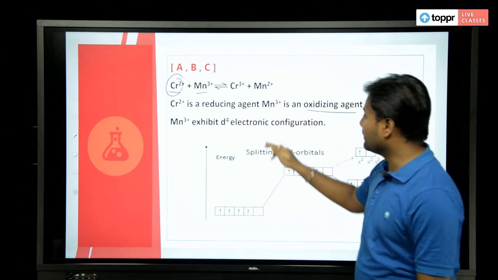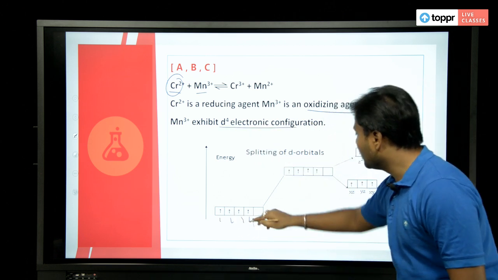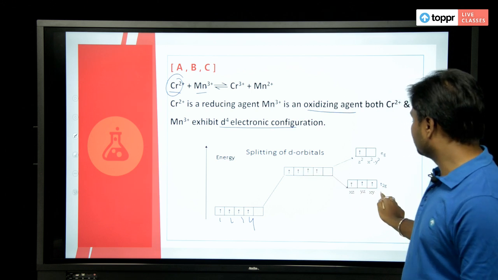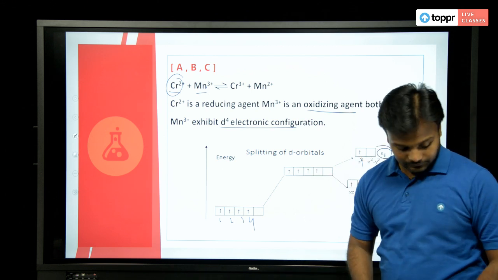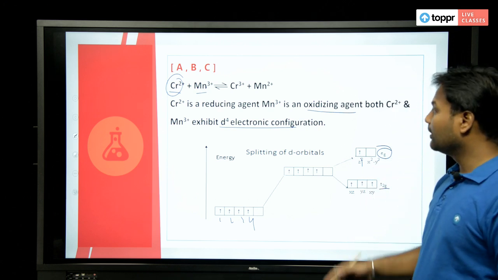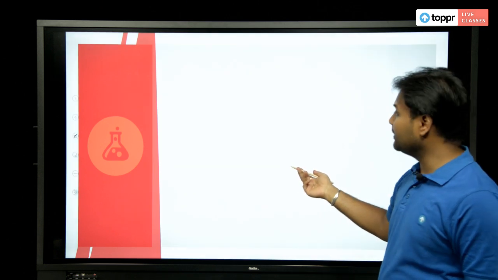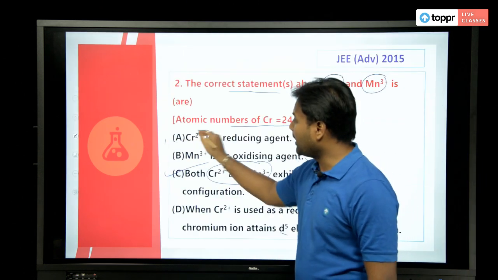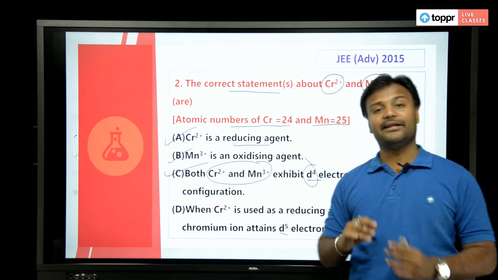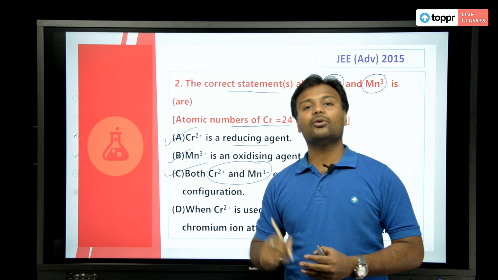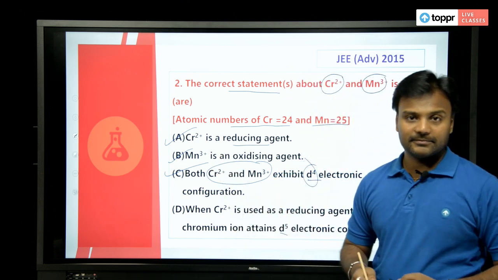And of course, they both exhibit d4 electronic configuration. You can see 1, 2, 3, 4. Upon splitting, you can see here t2g3 and eg1. So, the answers can be here: A, which is a reducing agent, B, oxidizing agent, and they both have d4 electronic configuration. These three are the answers.